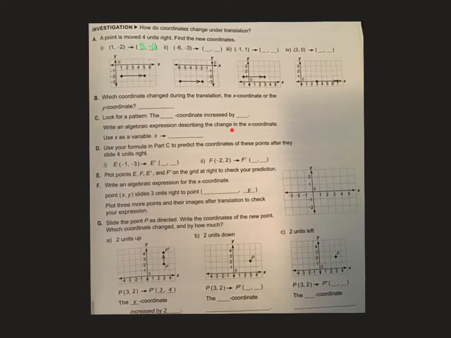Write an algebraic expression describing the change in the x coordinate. Use x as a variable. So x becomes, could be like x plus something. Use your formula in part C to predict the coordinates of these points after a slide 4 units right. So if E is here, which value changes and by how much? What do we add? So you'll do that for each of these.